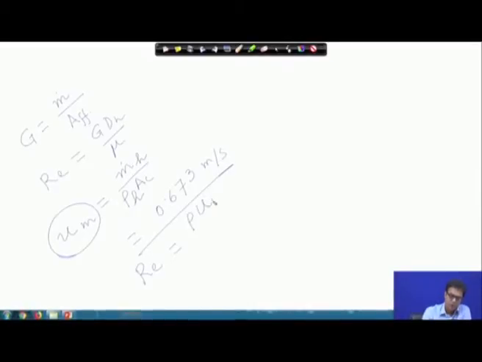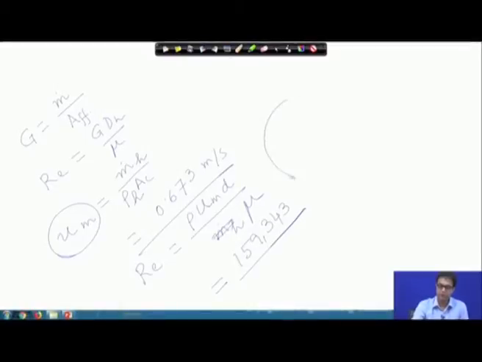Once we know the velocity, we can calculate the Reynolds number as rho v d by mu, and this will come out to be 159,343. This is nothing but the Reynolds number of the hot fluid. The hot fluid is flowing through the inner tube.